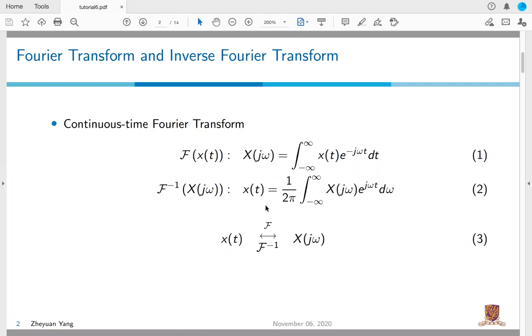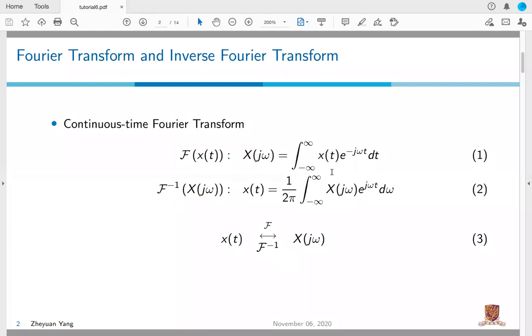The x(t) is equal to 1 over 2π times the integral from minus infinity to infinity of the capital X(jω) times e to the power jωt dω. So equation 3 says that the Fourier transform of a signal in continuous time domain is a signal capital X(jω) in the frequency domain. And the inverse Fourier transform transfers the signal in frequency domain back into the time domain.